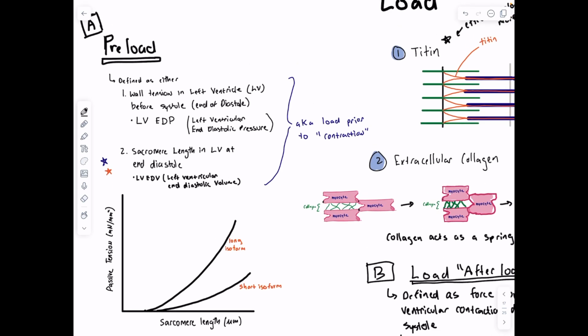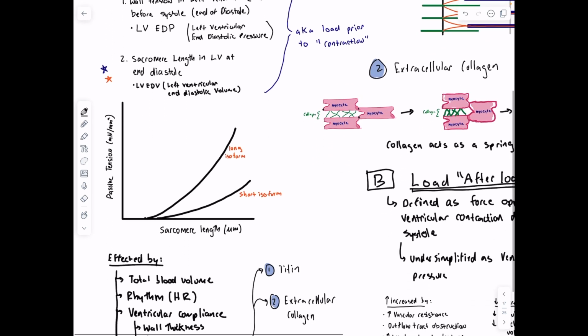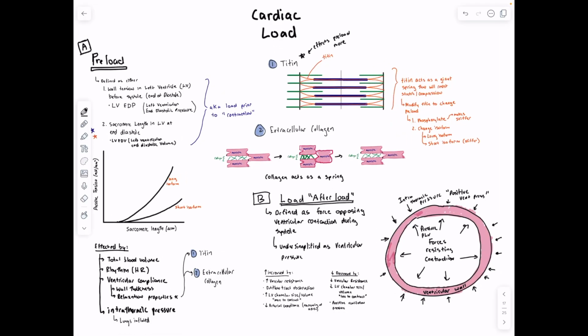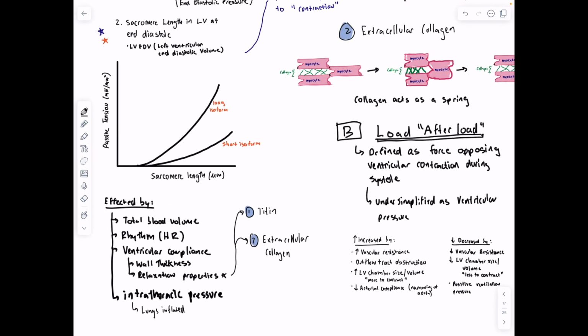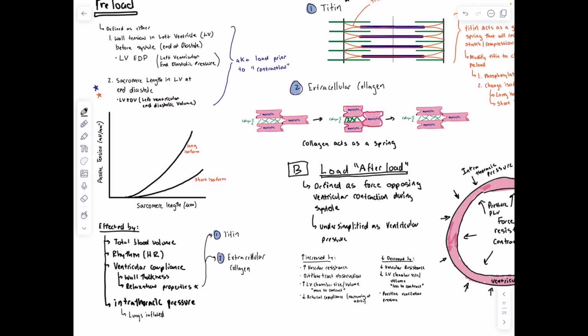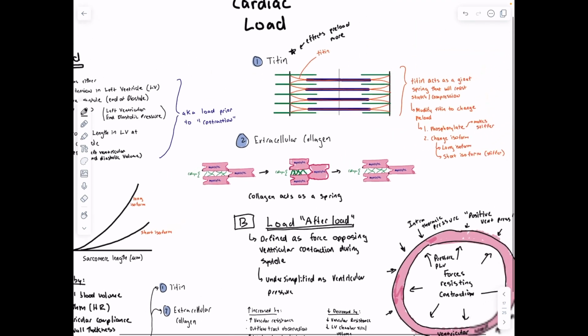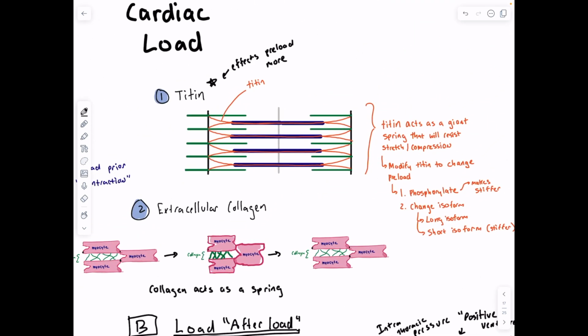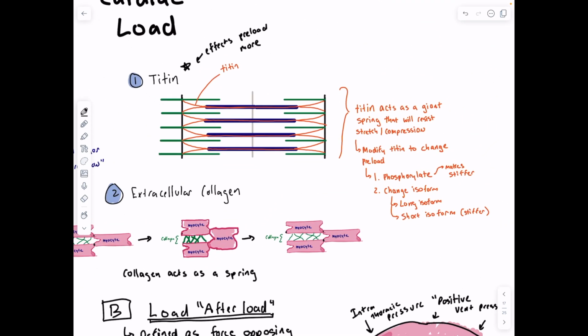Sarcomere length in the left ventricle is another way of approximating the preload, also at the end of the diastolic phase, and the left ventricular end-diastolic volume is a means of approximating that as well. But basically, preload is the load prior to contraction, though typically sarcomere length or wall tension is the way that we describe that. Overall, it's affected by the total blood volume, the heart rate, rhythm, then ventricular compliance, wall thickness, and relaxation properties, which brings us to titin and extracellular collagen. Titin is a molecule that exists within the sarcomere. It acts basically as a giant spring that's going to resist stretch or compression.